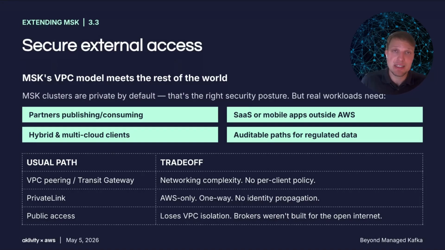So ultimately, what's missing is a Kafka protocol-aware proxy layer that can sit at the edge, terminate external connections, authenticate clients, and forward natively to the brokers that can remain private on the back end. Anything else that you do is ultimately networking gymnastics.